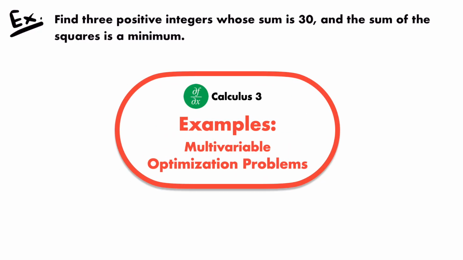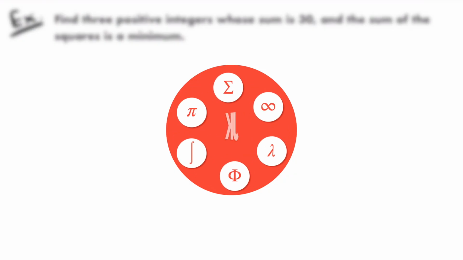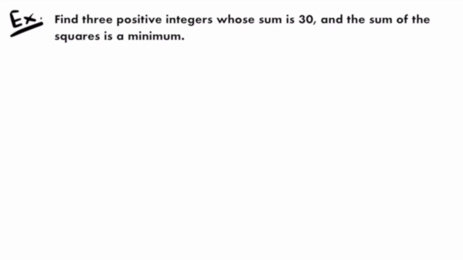Welcome back. Let's practice solving multivariable optimization problems. All right, so here's our first example. We want to find three positive integers whose sum is 30 and the sum of the squares is a minimum.